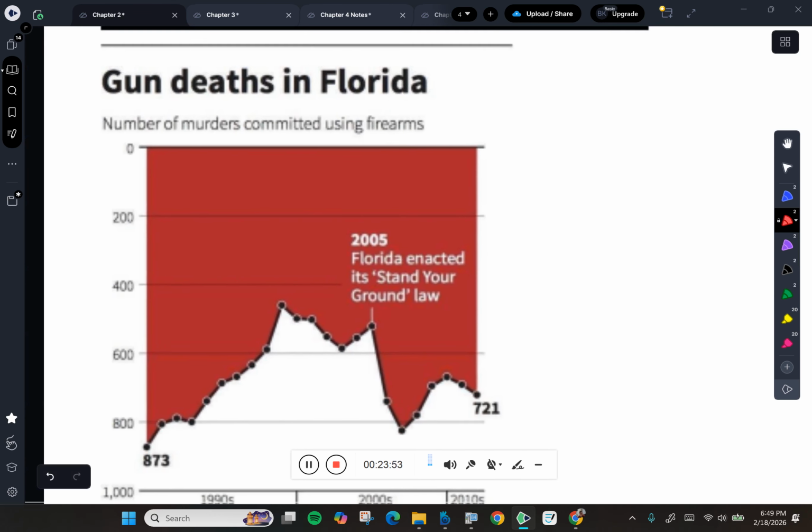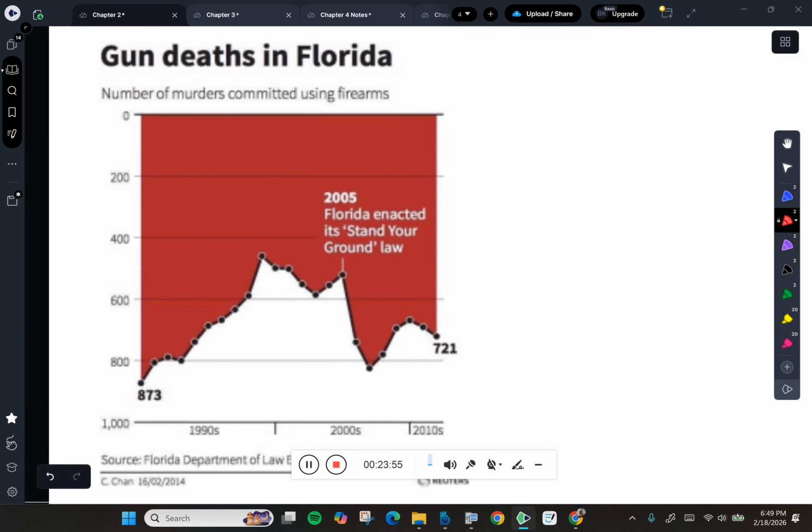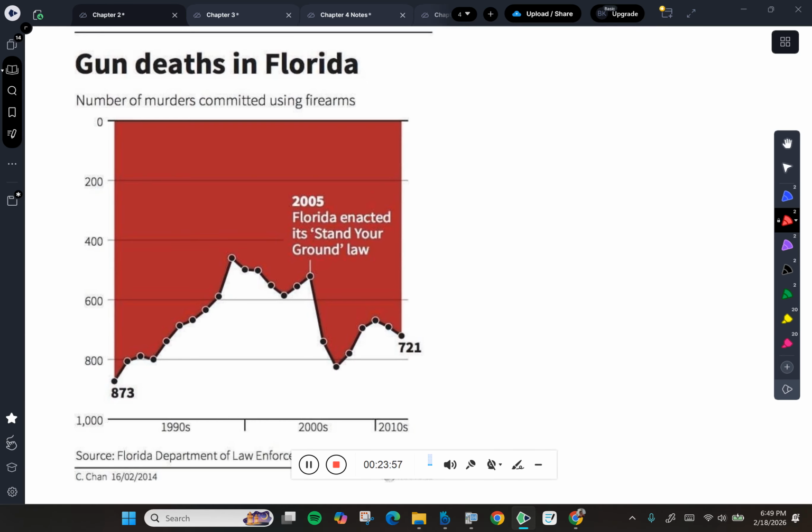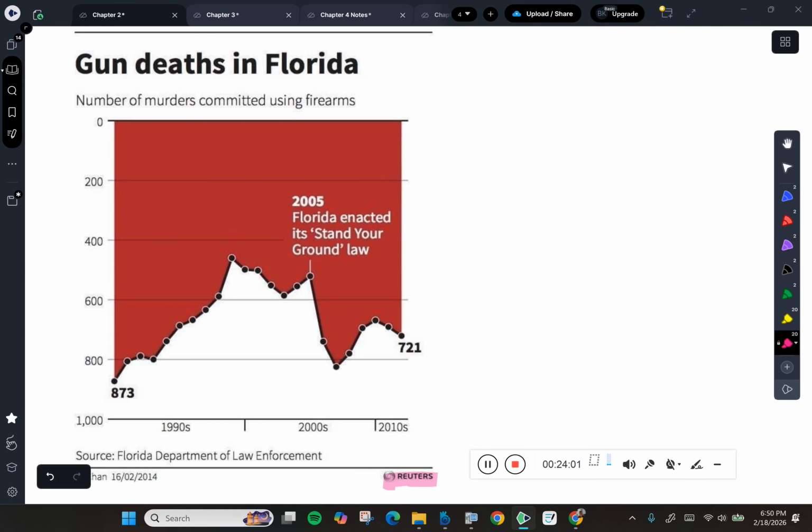This is one that came out of Florida. This is the Florida Department of Law Enforcement, and I got this from Reuters, which is a pretty reputable news site, so you'd think it would be a good graph. So let's look at what they're saying here. They're saying that in 2005, Florida enacted a stand your ground law. Now, the stand your ground law in Florida basically says that if someone comes at you, you don't have to try to run away. You can use force to protect yourself, right?